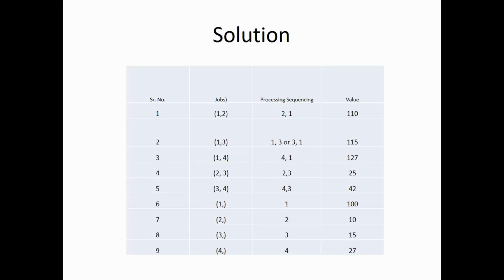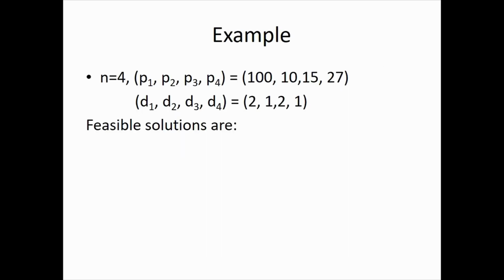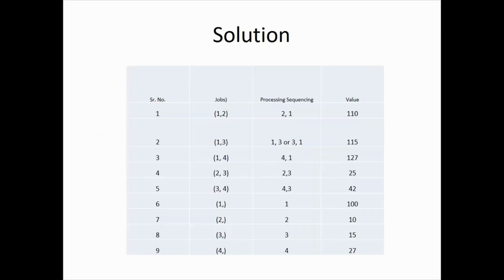At sequence number 3, we have jobs 1 and 4 and the processing sequence is 4 1. Why so? Because the deadlines for 1 and 4 are 2 and 1. The job with deadline 1 is taken first and the job with deadline 2 is taken second. So we have 4 and 1. Overall profit is 127. In this way we can explain each and everything.